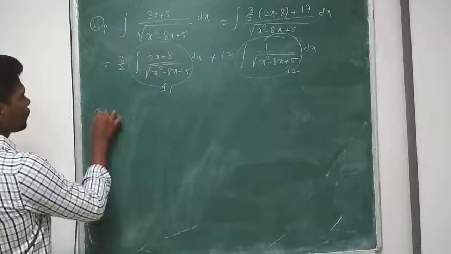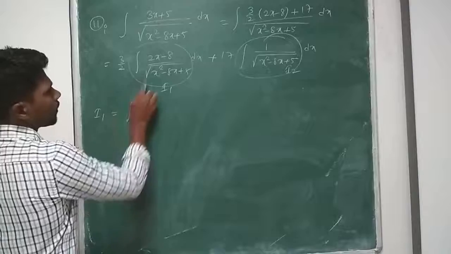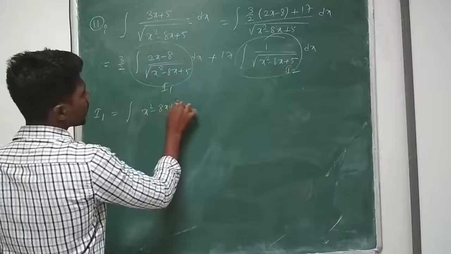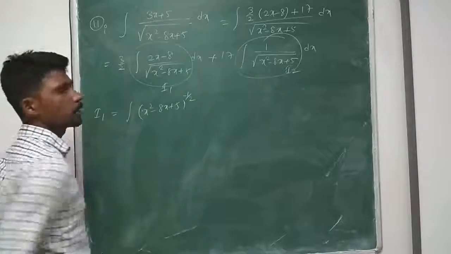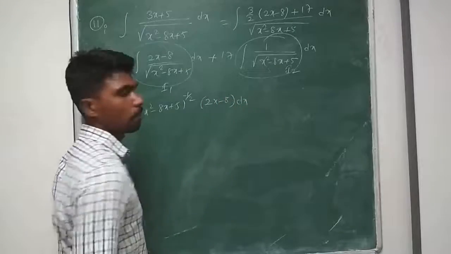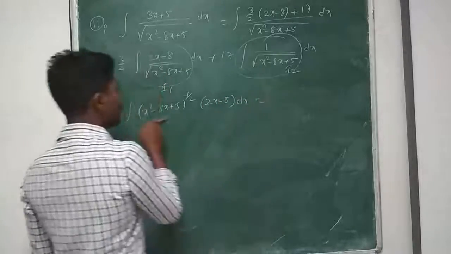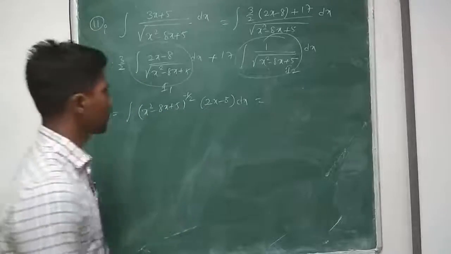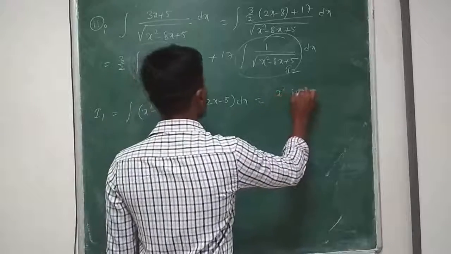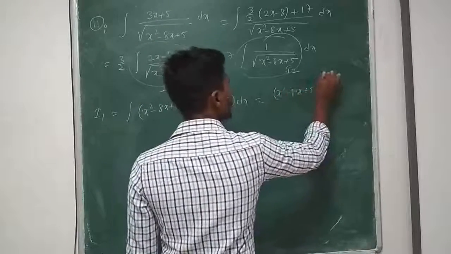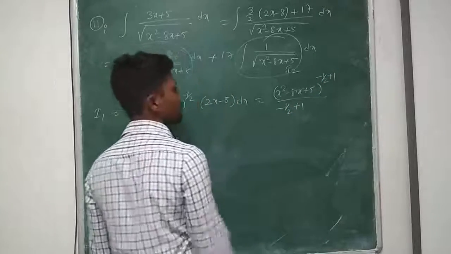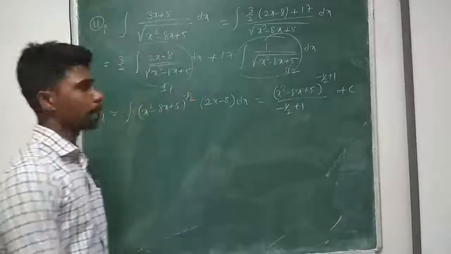So I1 is equal to integral. So denominator I will write it as x square minus 8x plus 5 whole to the power of minus 1 by 2 into 2x minus 8 dx. It is in the form f of x power n into f dash of x dx. Answer f of x power n plus 1 by n plus 1. So I get x square minus 8x plus 5 power minus 1 by 2 plus 1 by minus 1 by 2 plus 1 plus a constant c.